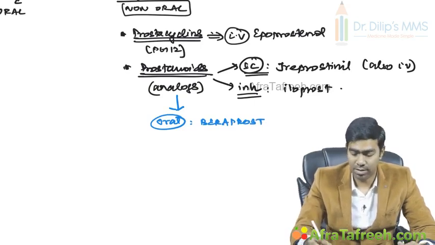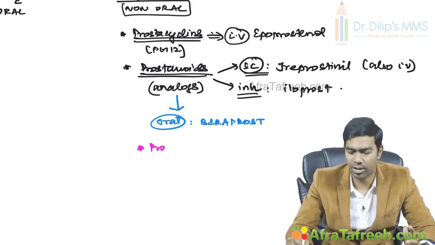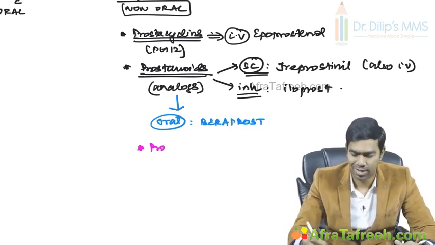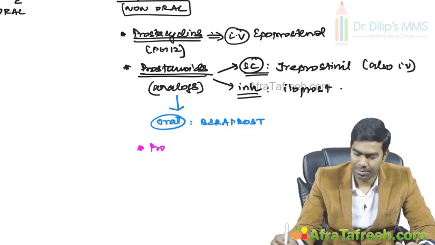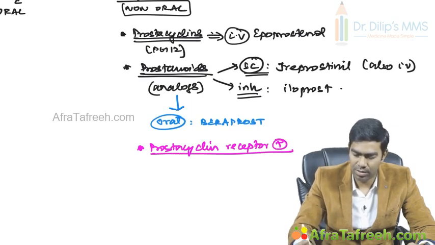And you have a prostacyclin receptor agonist also. What I'm trying to tell is, these will no longer be put under non-oral compounds. These are oral compounds. These have come under oral compounds. These are prostacyclin receptor agonists. That drug is what we refer to as selexipag. This is also an available oral drug.